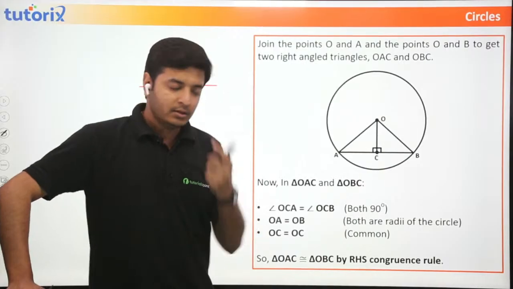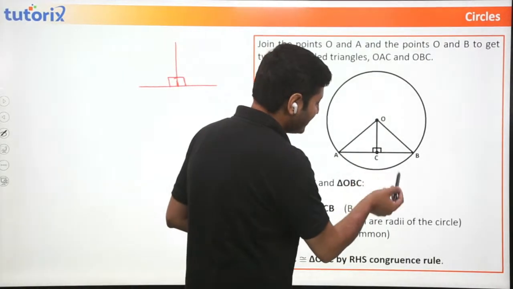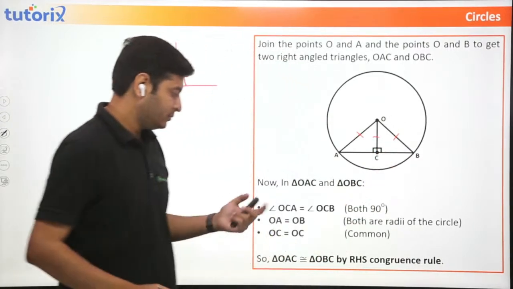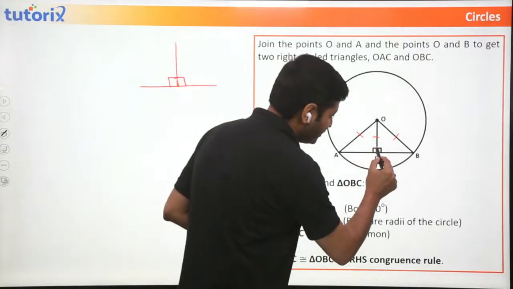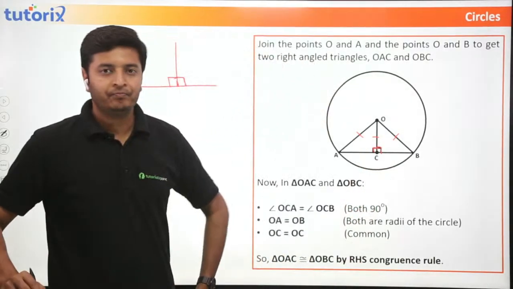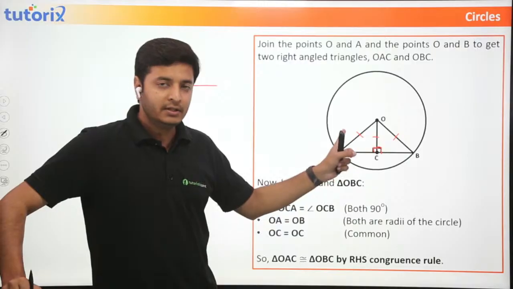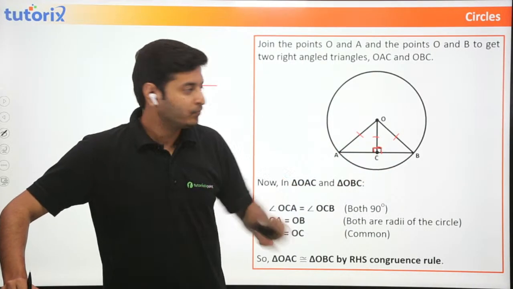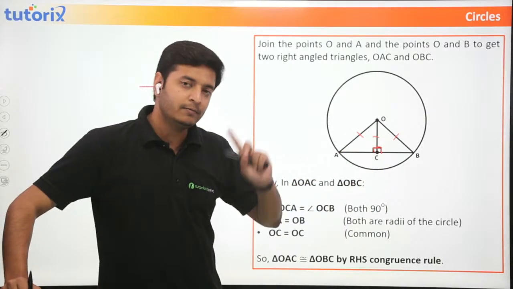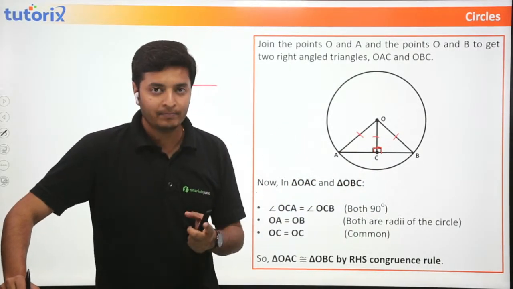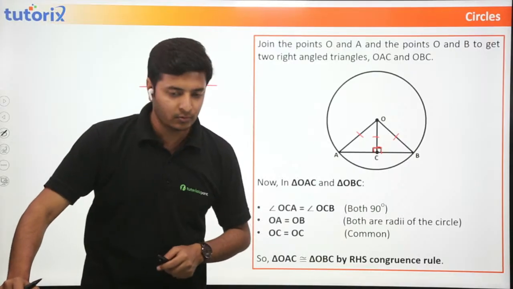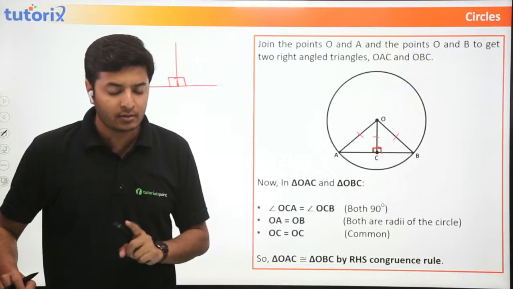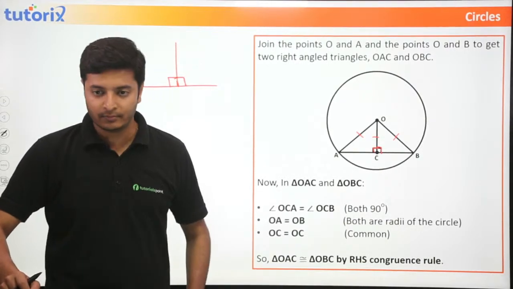Correct? Now, looking at things, I can see this side and this side are equal. This side is common, and this is 90 degrees. The hypotenuse of this right angle triangle and the hypotenuse of this right angle triangle are equal in length. One side of these two triangles is also equal. So we can apply the RHS congruence rule.